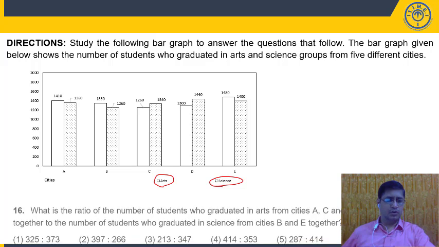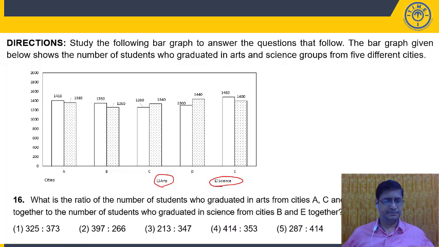Now look at the question here, question number 16. What is the ratio of the number of students who graduated in arts from cities A, C, D?